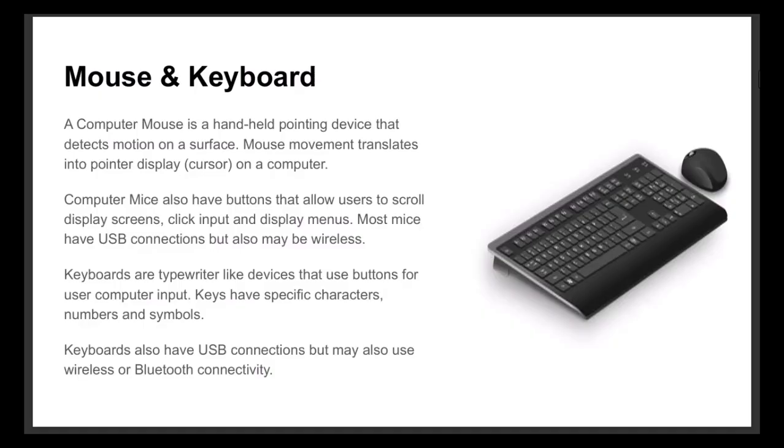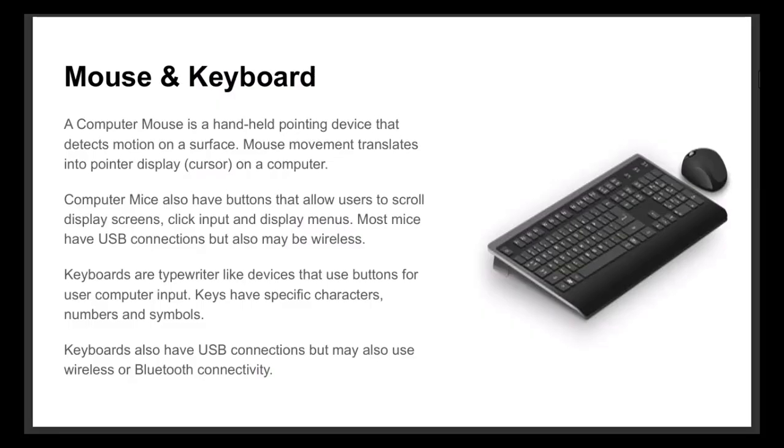Our next peripheral devices that we're going to discuss together are a mouse and keyboard. A computer mouse is a handheld pointing device that will detect movement on a flat surface. When you move a mouse, either up and down vertically or horizontally side to side, on your computer display or your monitor, you will see a cursor, which is a small arrow that will reflect the way that the mouse is being moved on a flat surface.